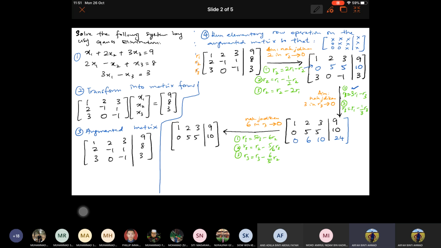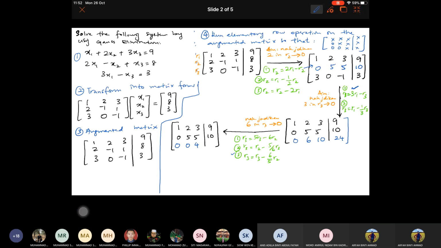Which one should I take? I'll take the third one. Let's say I take the third operation that I'm interested in. So zero remains zero. Then R3 is 6 minus 6/5 R2. 6 minus 6, this one becomes 0. Okay. So R3 10 minus 6/5 times 5. 10 minus 6 gives 4 here.